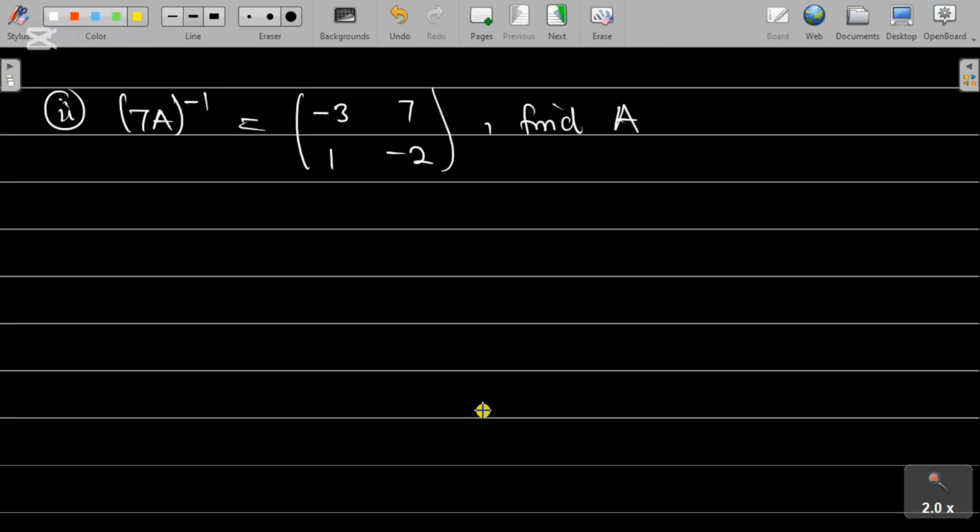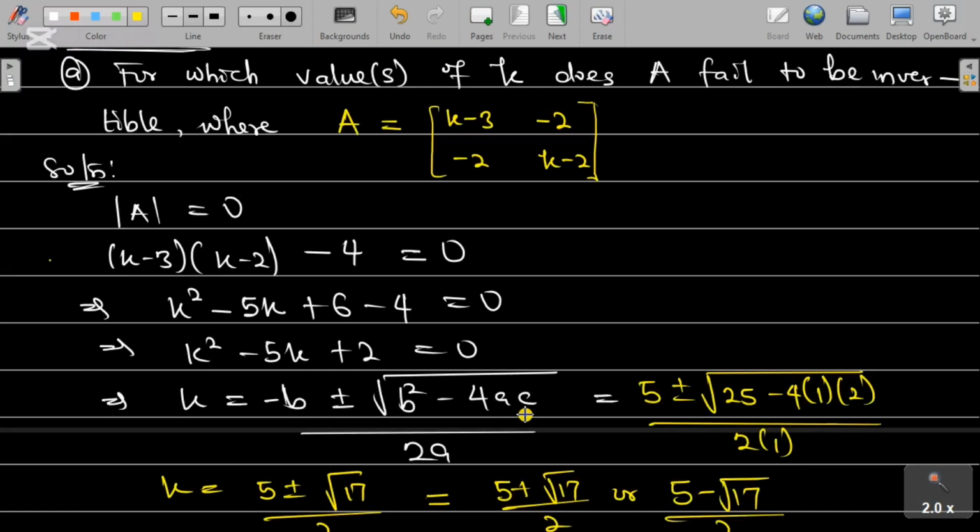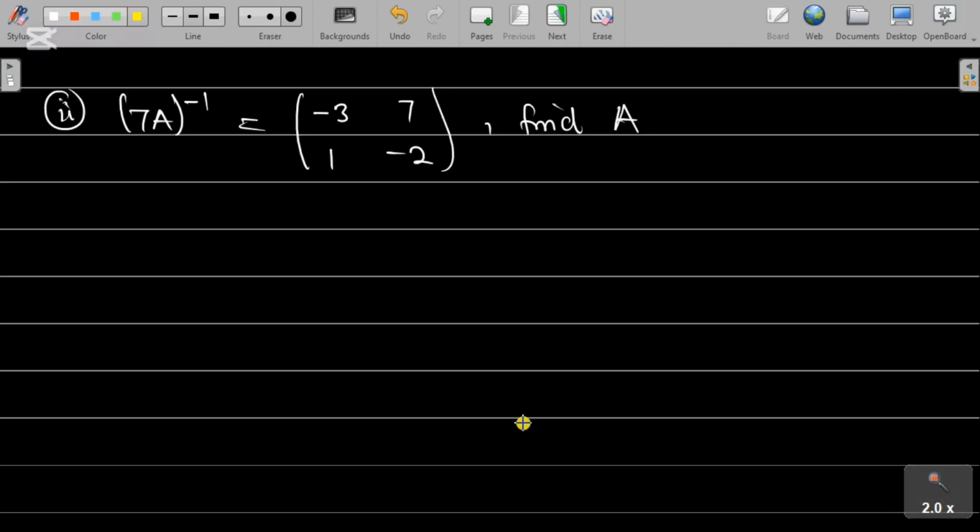All right, then for number 1c, is that 1? For not C, that's question 2 CII. All right, so here we are told that 7a inverse is equal to this, so we are to find a.